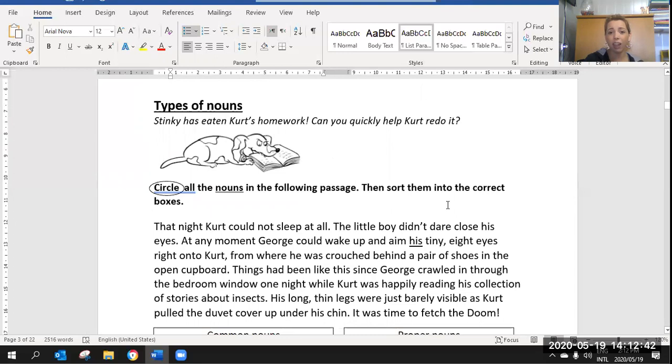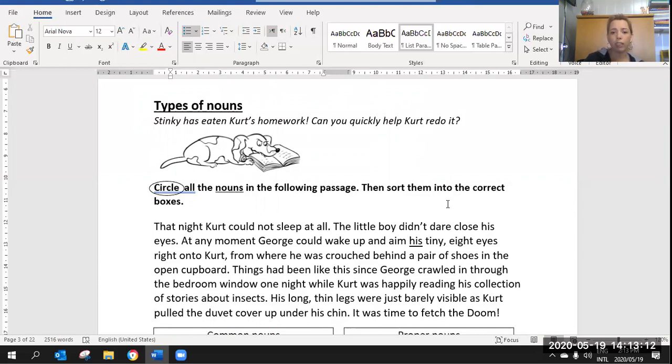The next exercise, which is quite an important one for us in grade 5, was looking at types of nouns. Now, in order to look at nouns, we need to go back to understanding what is a noun. Now, grade 5s, you should know this. Verbs are doing words, action words in a sentence, and nouns are the thing in the sentence. A noun is a place or a person or a thing.